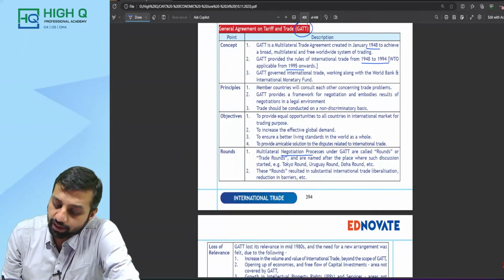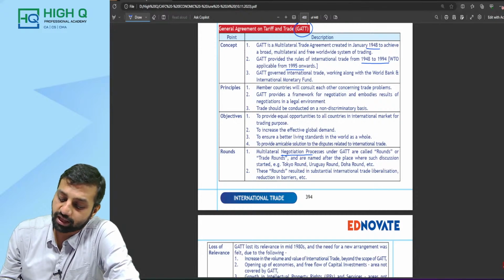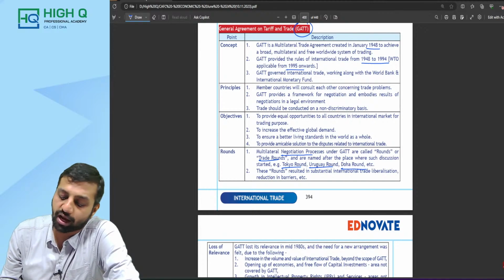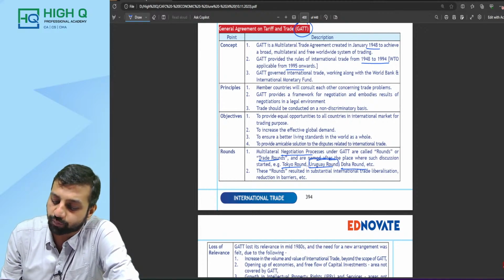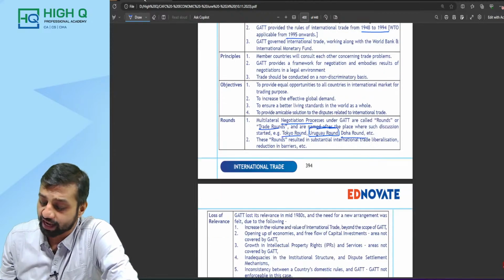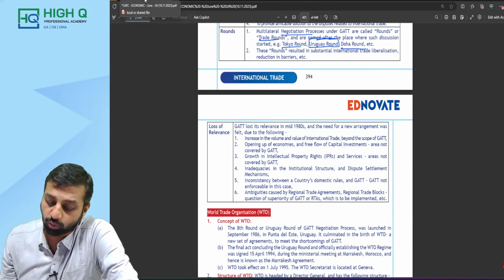There were multiple negotiation rounds. They are also called trade rounds: Tokyo round, Uruguay round, Doha round. Uruguay was one of the most important rounds in which GATT was replaced and WTO was introduced.